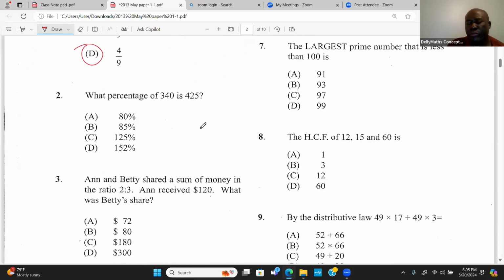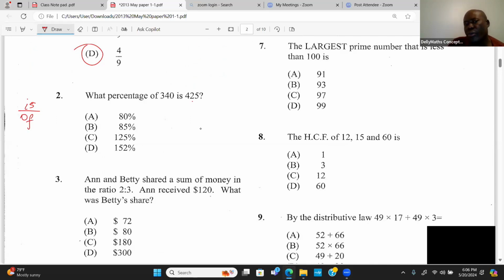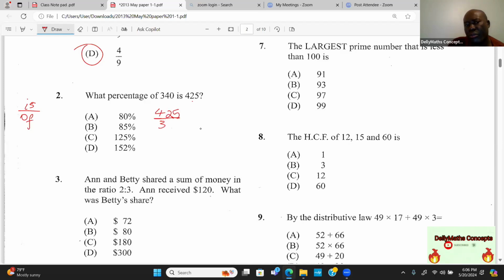Number 2, it says, what percentage of? Whenever you're doing these questions, the "of" goes at the bottom, the "is" goes at the top. So if it says, what percentage of 340 is 425, you're going to have 425 over 340, times 100. This is the real math.